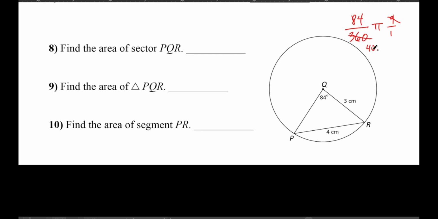What goes into both of these? 4 goes into both of them, right? Would you agree? 2 does too, but then you have to do it again. 4 goes into this how many times? 10. 4 goes into this how many times? 21. That's my answer. Watch. 21 pi over 10.